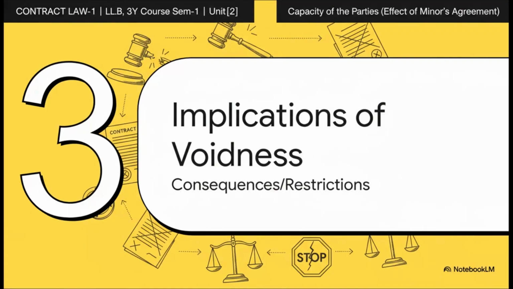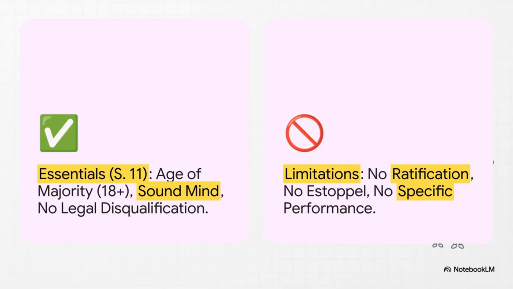Section 3 examines the real-world consequences of this absolutely void status. What does this mean in practice? It means there are specific legal restrictions and outcomes that flow directly from the initial nullity of the agreement. Let us explore these implications. On this slide, we contrast the essential requirements with the resulting limitations. As we know from Section 11, the essentials are the age of majority, a sound mind, and no legal disqualification.